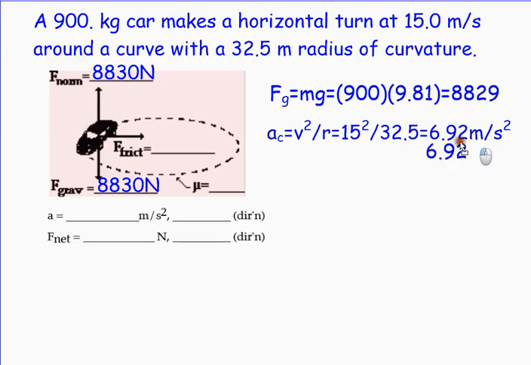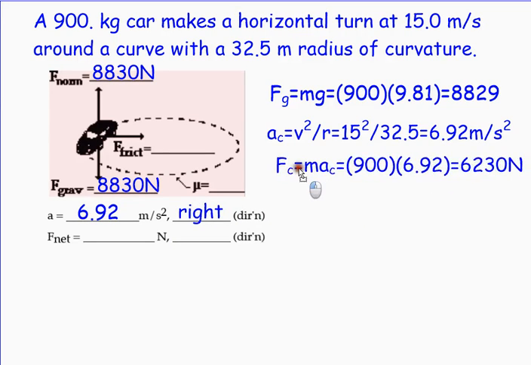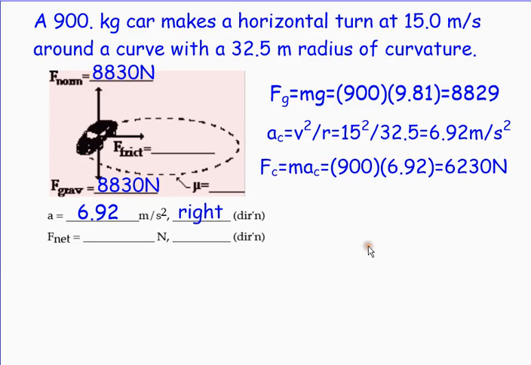So 6.92 meters per second squared to the right, as this is drawn, or inward. Centripetal force is equal to mass times acceleration. So just like normal force is mass times normal acceleration, centripetal force is mass times centripetal acceleration. Mass of 900, centripetal acceleration, which we just found, 6.92, gives me 6,230 newtons.